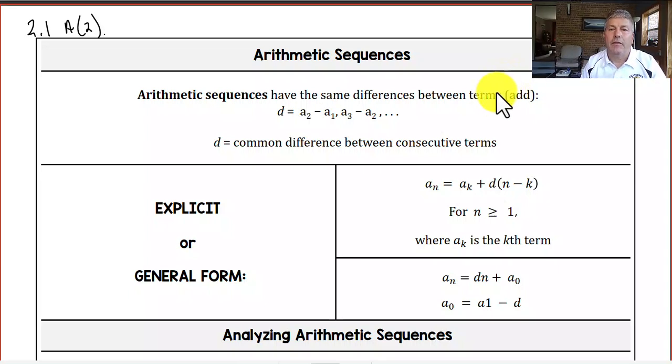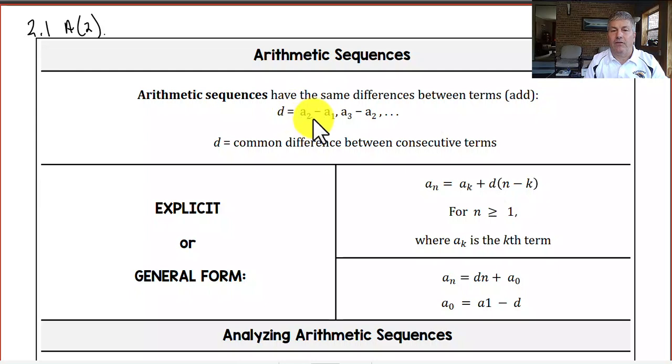Welcome back. The objective of this video is to define arithmetic sequences. We'll write a formula for an arithmetic sequence. We'll find terms within an arithmetic sequence. So as we saw in the last video, arithmetic sequences have the same differences between terms.